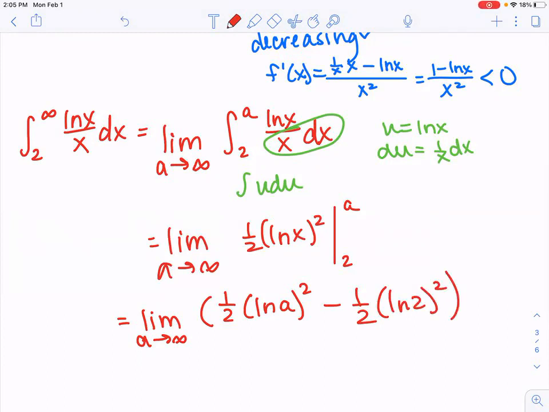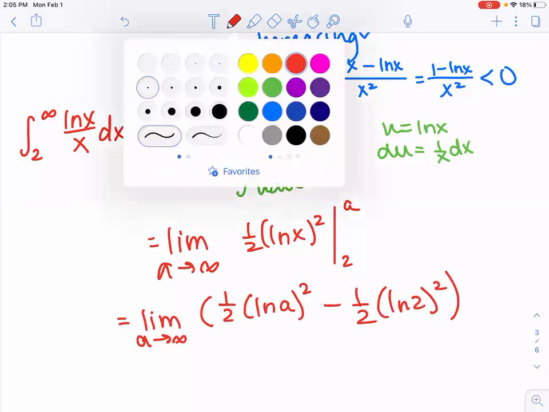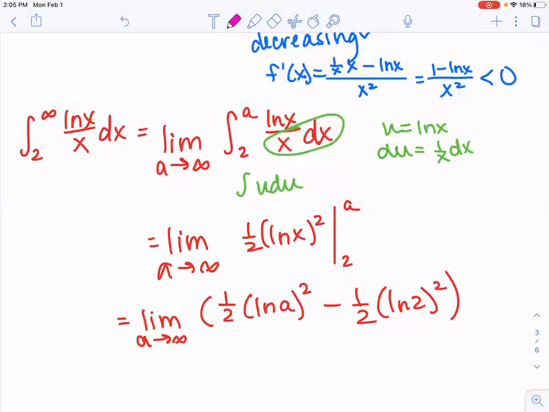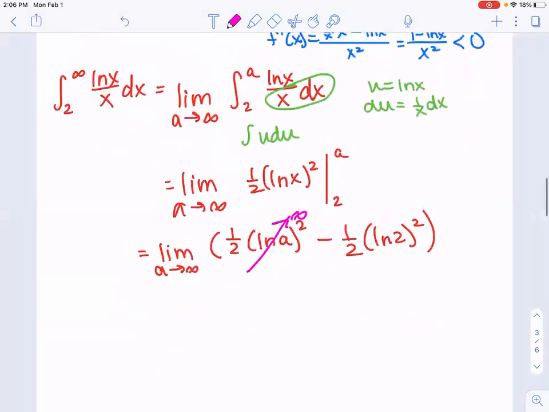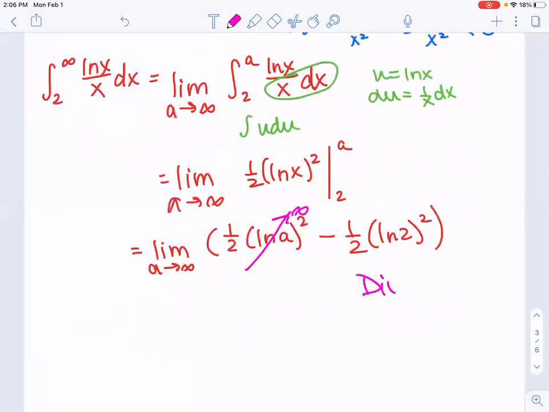And you're thinking, yuck, I don't want to deal with all these numbers, but the natural log of a goes towards infinity. Infinity squared, still infinity. It's fine. So this diverges.